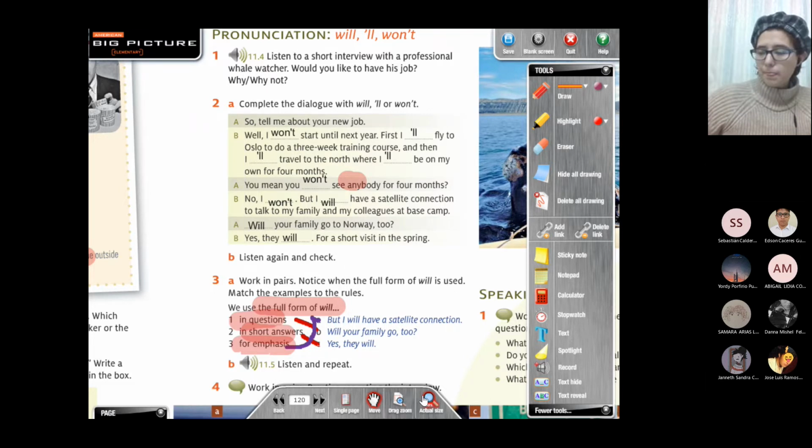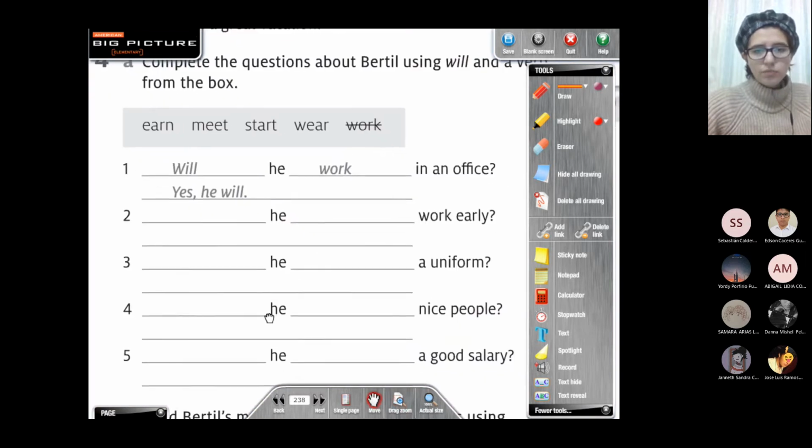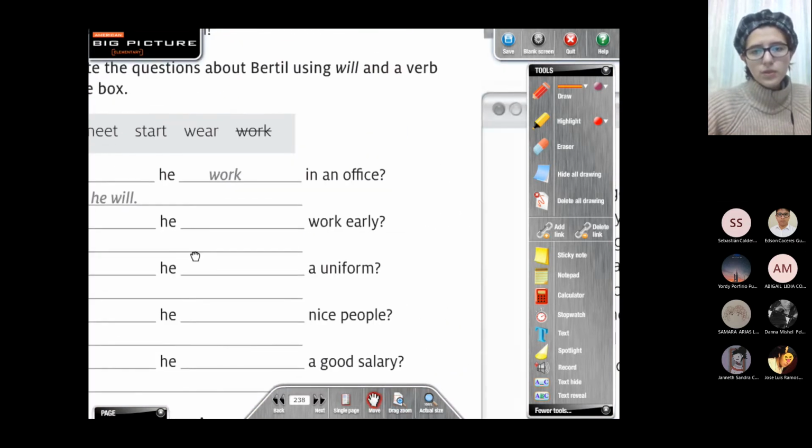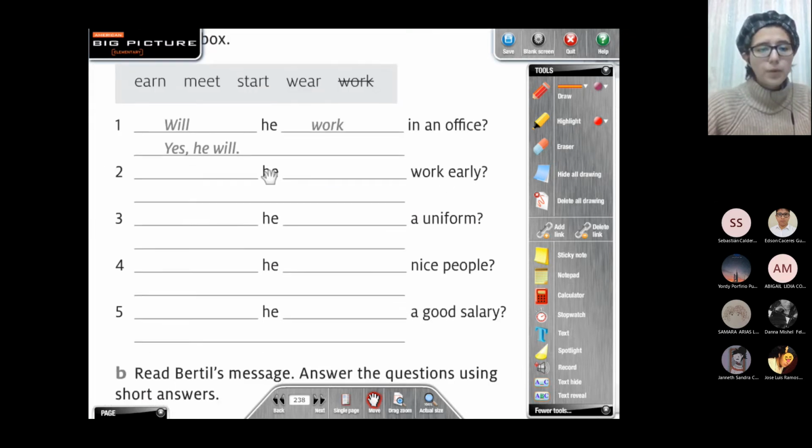So I'm going to do this exercise to finish. Let's make these questions. Well, these questions are easy. You just have to choose the correct verb. For example, number 1, in an office, right? So we know that we're going to use the verb work. And in that question, we're going to say, will he work in an office? What about number 2, 3, 4, and 5? So let's do this quickly, please.